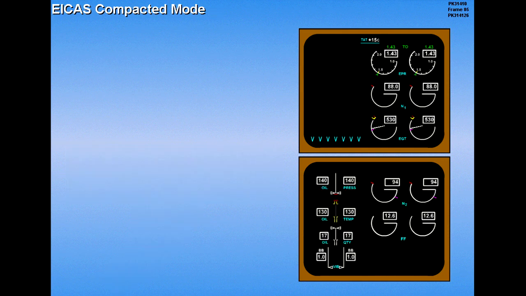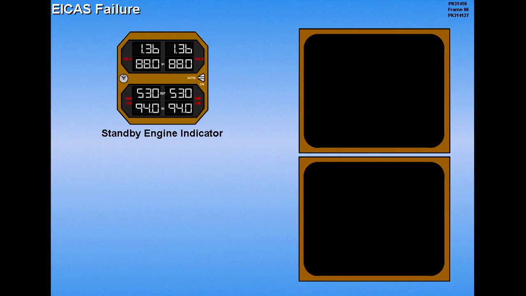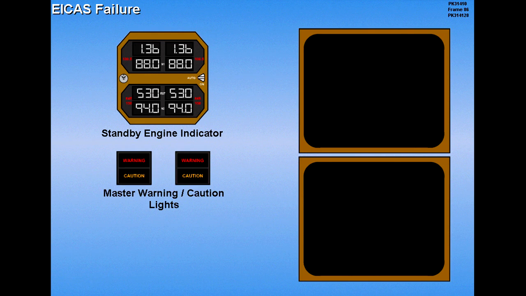Should either of the EICAS CRTs fail, a compacted display will appear on the other screen, along with an EICAS display advisory message. Should EICAS fail, the standby engine indicator automatically provides backup engine indications, and the master warning caution lights and the system fault lights are used to monitor abnormal conditions.